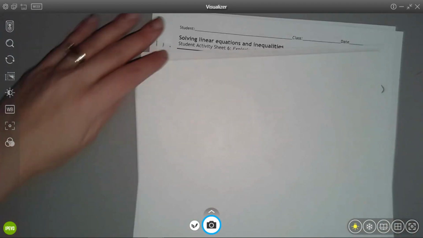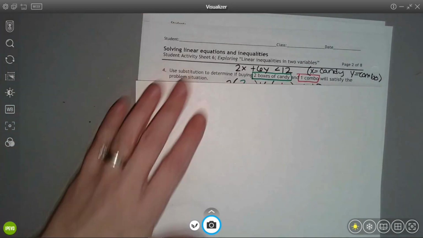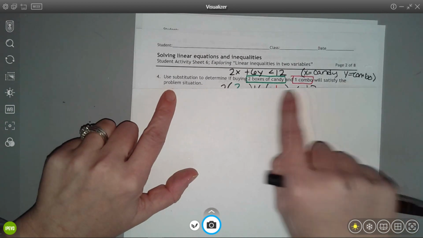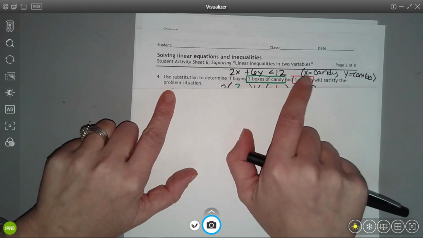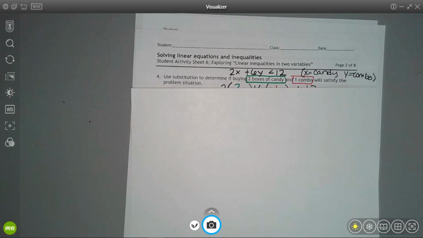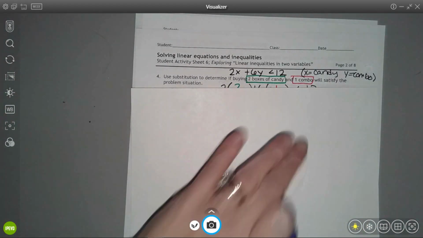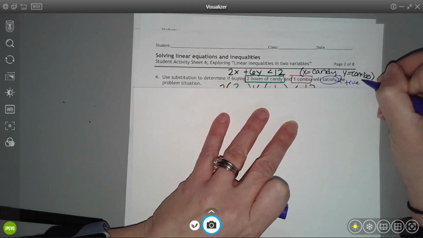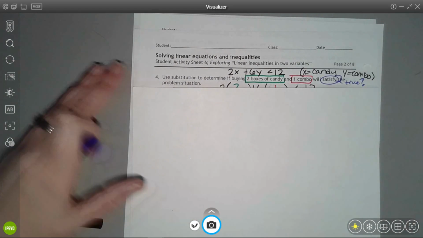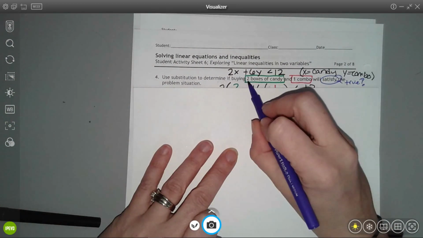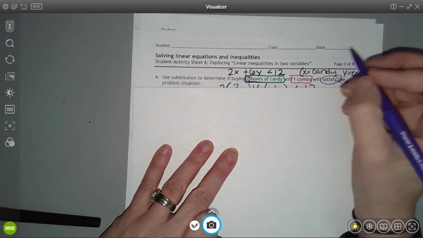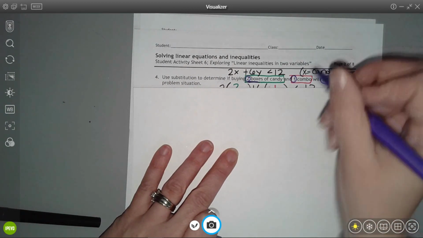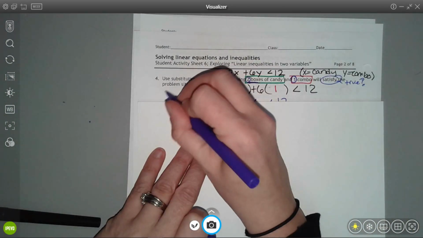Okay, turn the page. So I wrote the expression up here again because we're going to keep using it. We need to determine if buying 2 boxes of candy and 1 combo would satisfy the problem. When it says satisfy the problem, it means is it true or not? Okay, is it true? So with this, my 2 boxes of candy, that 2 is now going to be my x and the 1 would be my y. This would be like if I plugged in the point (2, 1).